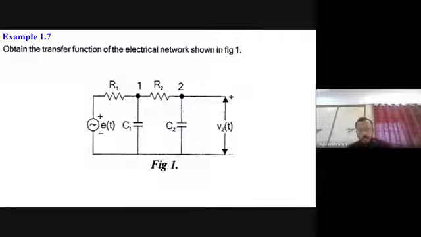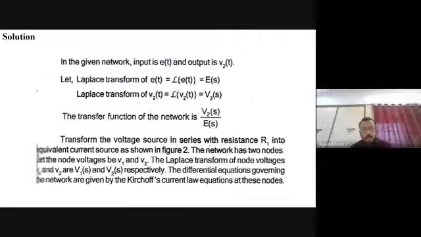Based on the previous circuit, your output is V2 of S. We are talking about the Laplace transform based output. So V2 of S divided by E of S. Don't, even by a silly mistake, be careless: if you put V2 of T divided by E of T, it is not a transfer function. Laplace transform converts the time domain into the frequency domain. So the transfer function of the network is the output V2 of S divided by the input, which is only one voltage source, E of S.